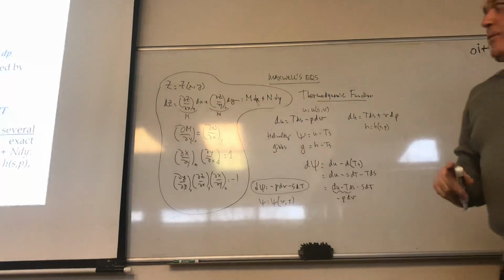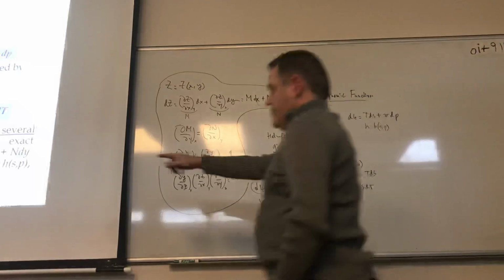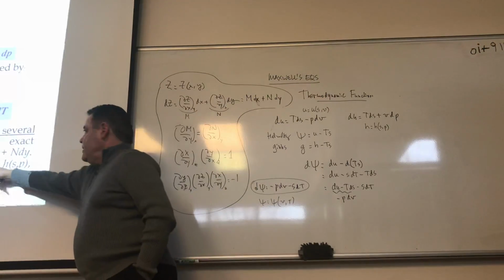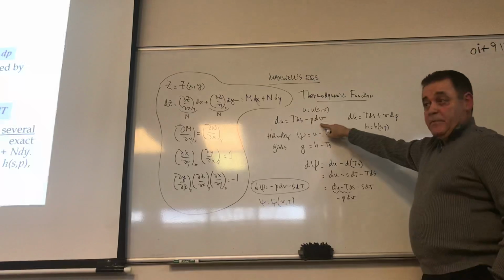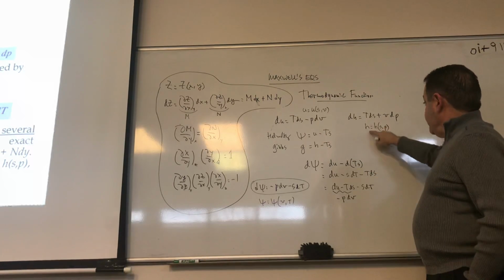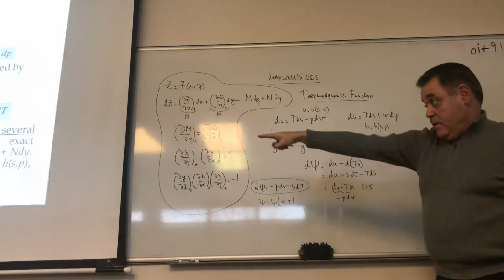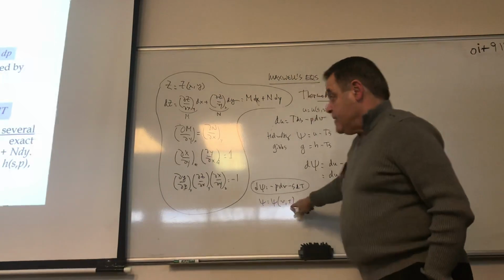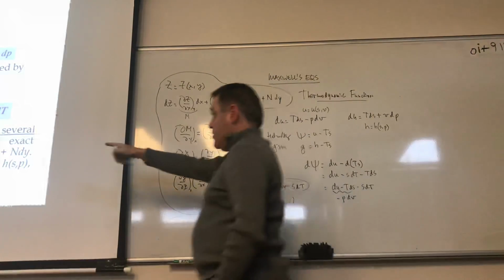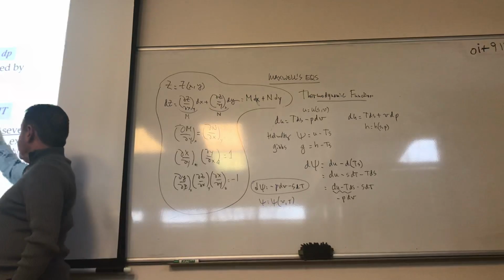Now, what do we do with all those? In fact, those are the functions that I was mentioning, right? U is a function of S and V, just because it's written in this form, right? H is a function of S and P. Psi is a function of V and T, and obviously the Gibbs function will be a function of P and T.